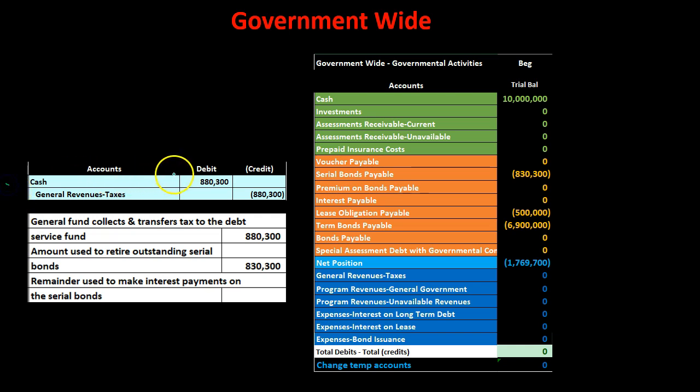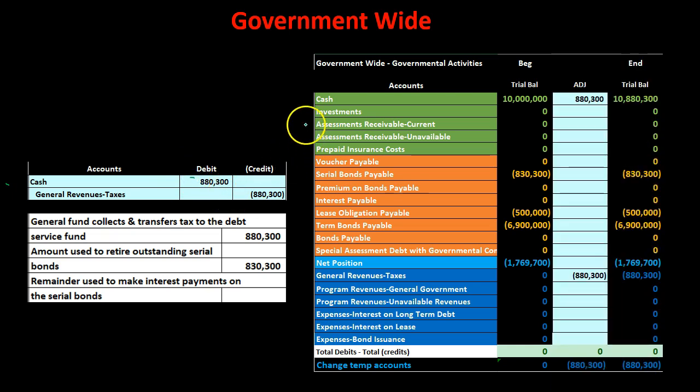We're going to debit cash for the amount of the taxes. We're going to credit the general revenue account. So if we see that, we're going to say that the cash is going to be increasing. We're going to increase the cash, and then we're going to increase the general revenue account.